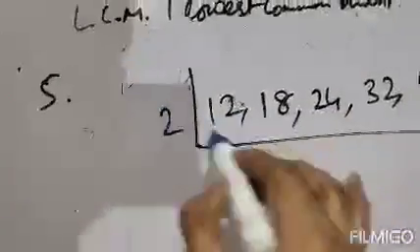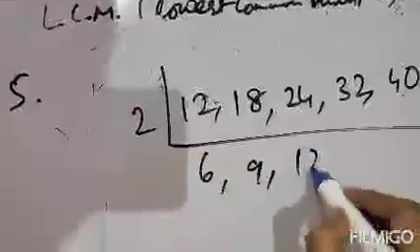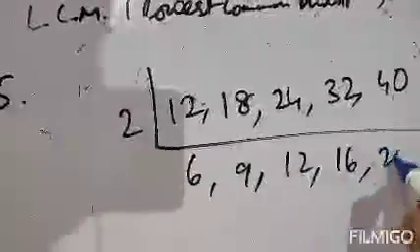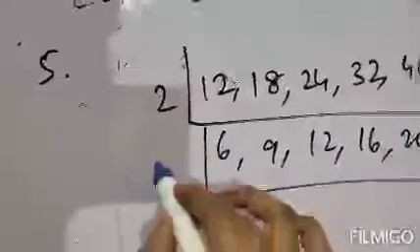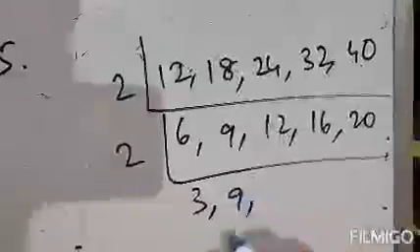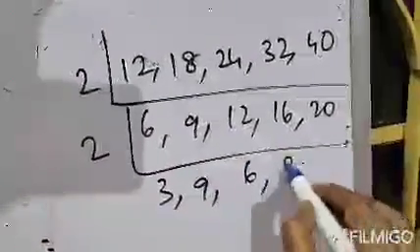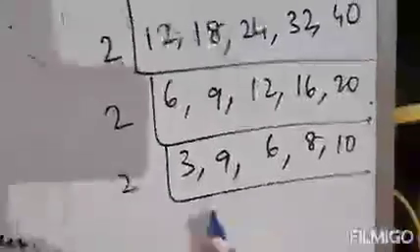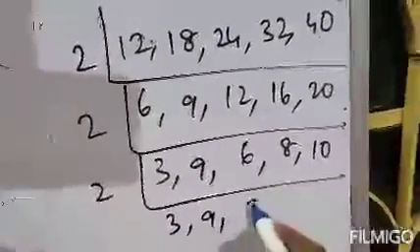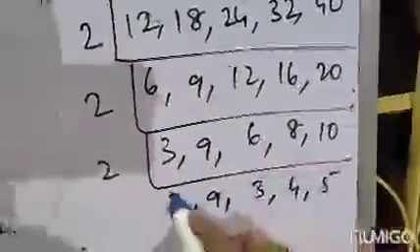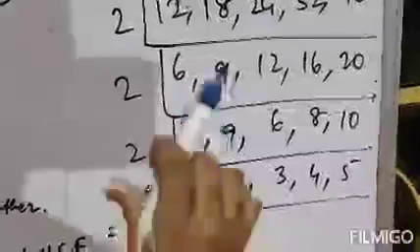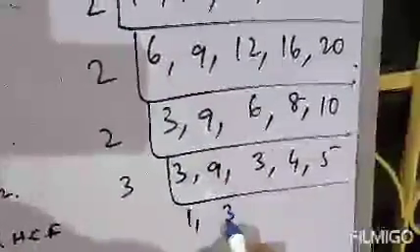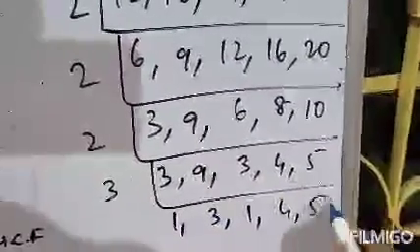Let's do it by 2. 2 sixes are 12, 2 nines are 18, 2 twelves are 24, 2 sixteens are 32, 2 twenties are 40. Again by 2: 2 threes are 6, 9 remains itself, 2 sixes are 12, 2 eights are 16, 2 tens are 20. Again by 2: 9, 2 threes are 6, 2 fours are 8, 2 fives are 10. Now do it by 3: 3 ones are 3, 3 threes are 9, 3 ones are 3, 4, 5.